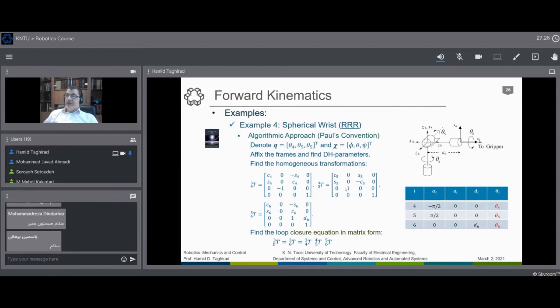Since we have only 1 degree of freedom here, we have minus 1, and this is because of minus pi over 2 degrees of rotation in alpha I angle. And we don't have any DI or AI, no length. So here is 0, 0, and only the last one has D6. Then we write the loop closure, and in terms of the loop closure, we don't have much of precision here.